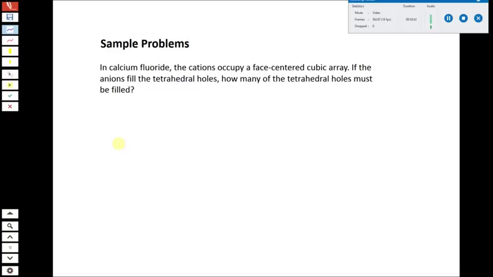In calcium fluoride, the cations occupy a face-centered cubic array. The anions fill the tetrahedral holes. So here we're telling you that directly, that they're filling the tetrahedral holes. How many of them must be filled? So similar analysis that we've been doing for the last 3.